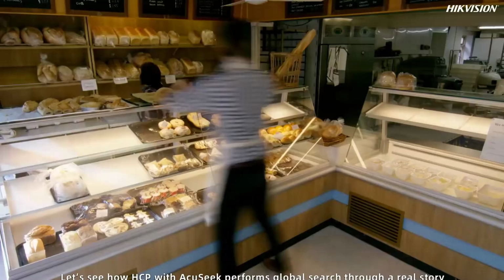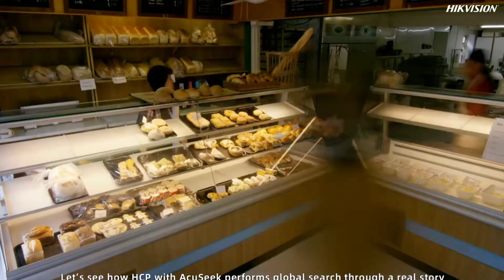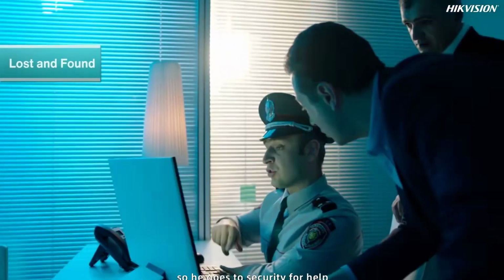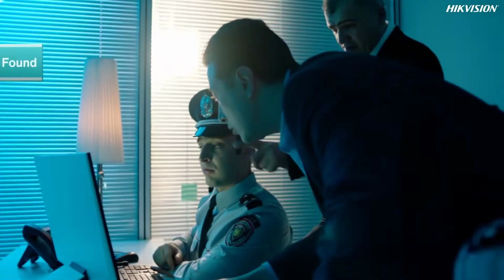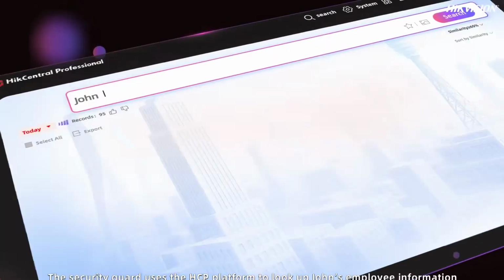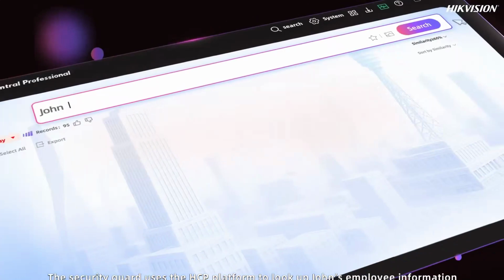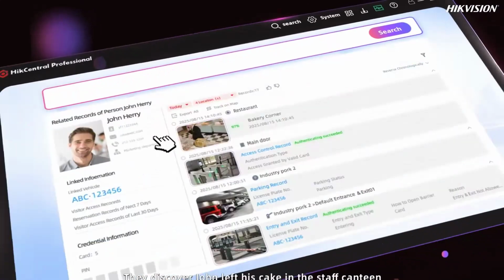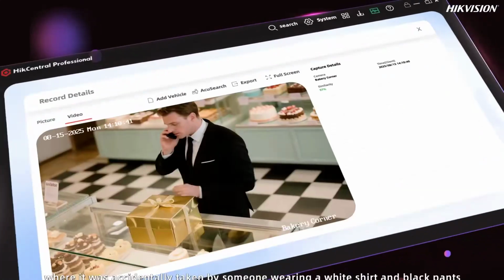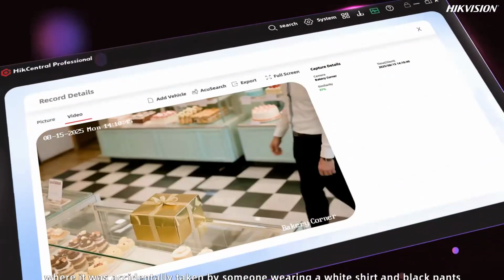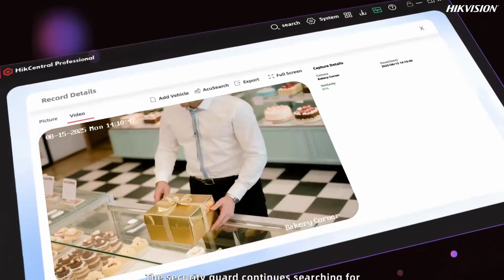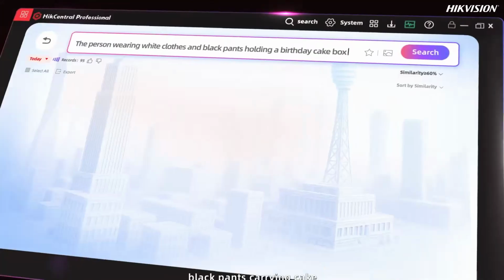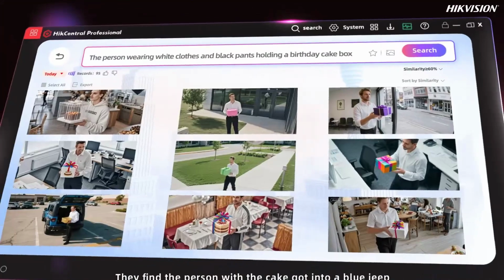Let's see how HCP with AccuSeek performs global search through a real story. John can't remember where he left his birthday cake, so he goes to security for help. The security guard uses the HCP platform to look up John's employee information and review the locations he visited today, along with related footage. They discover John left his cake in the staff canteen, where it was accidentally taken by someone wearing a white shirt and black pants. The security guard continues searching for a person in a white shirt, black pants, carrying a cake. They find the person with the cake got into a blue Jeep.